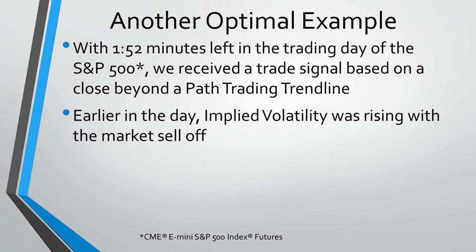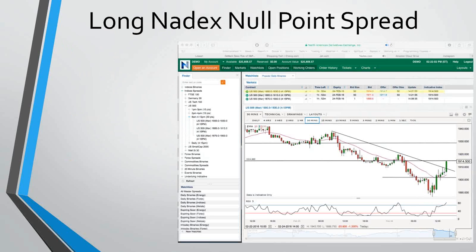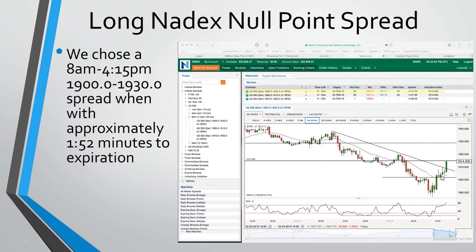Earlier in the day, implied volatility was rising with the market sell-off, but implied volatility had begun to drop a bit, but was still relatively high. So we chose to target a long Nadex spread trading at the null point. So here you have that chart. Here's the path trading trend line. Again, there's some specific rules for drawing these trend lines, and we got a close above that particular trend line.